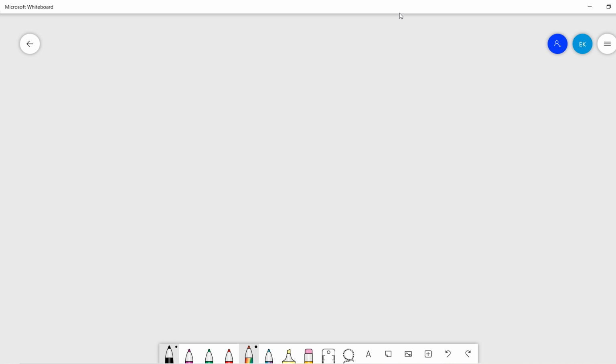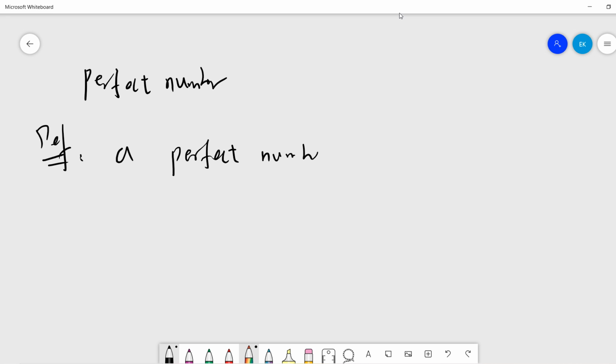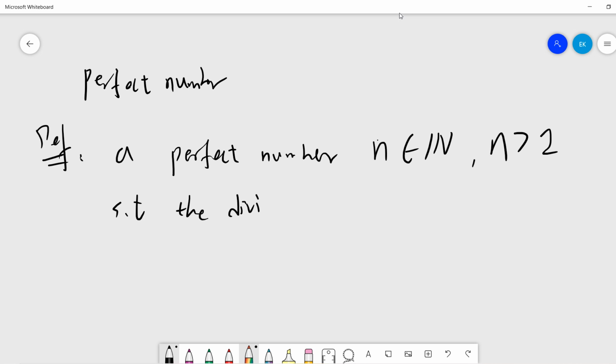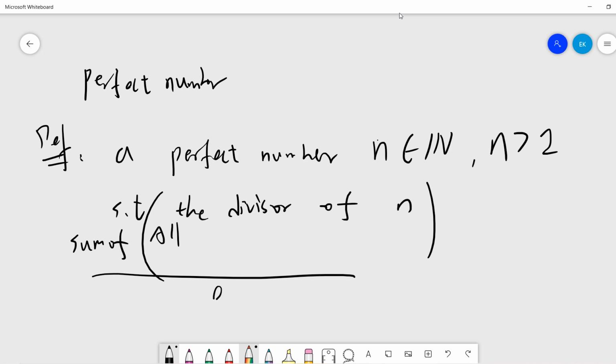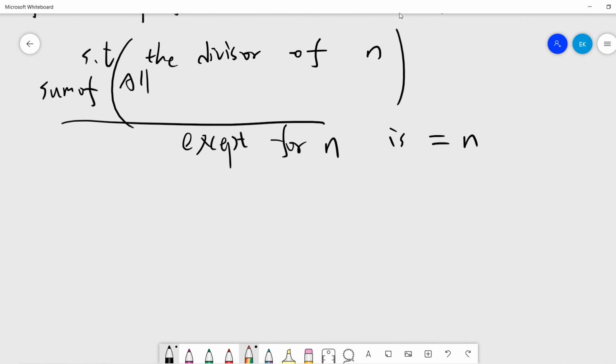In this video, we try to introduce the so-called perfect number. Okay, so the definition: a perfect number is just some integer n greater than 1 such that the sum of all the divisors of n, except for n itself, is n. Okay, so that explains it.